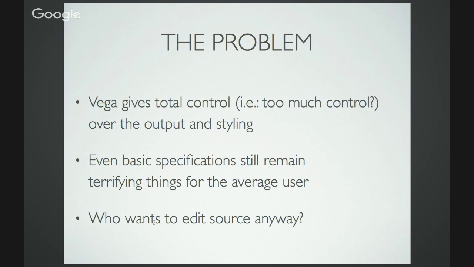Also, Vega gives total control, as in too much control over the output and styling, because there are a lot of different setups and configurations that you can use for your graphs, and you can control anything. There is not really that much documentation for it, so it's really a hassle for the average user to use Vega only by the JSON spec. And even basic specifications will still remain terrifying things for the average user.